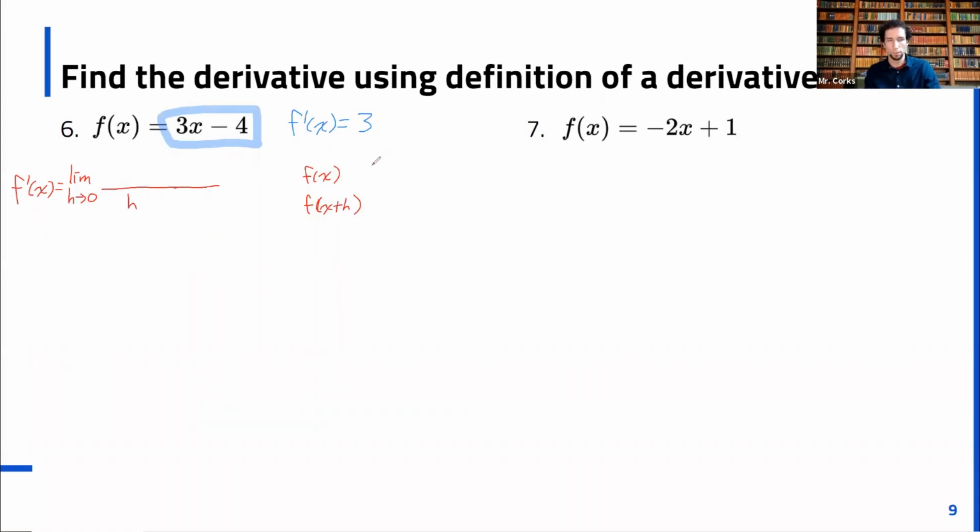What is our f of x equal? 3x minus 4. Yeah, 3x minus 4. It's just this. We don't even have to do anything. It's just given to us there. And probably need some more space. 3x minus 4. That's our f of x. What is f of x plus h? Depends on h, I think. But we are keeping h as a variable. So treat both of these things like variables, and then we'll write out what it would be equal to.